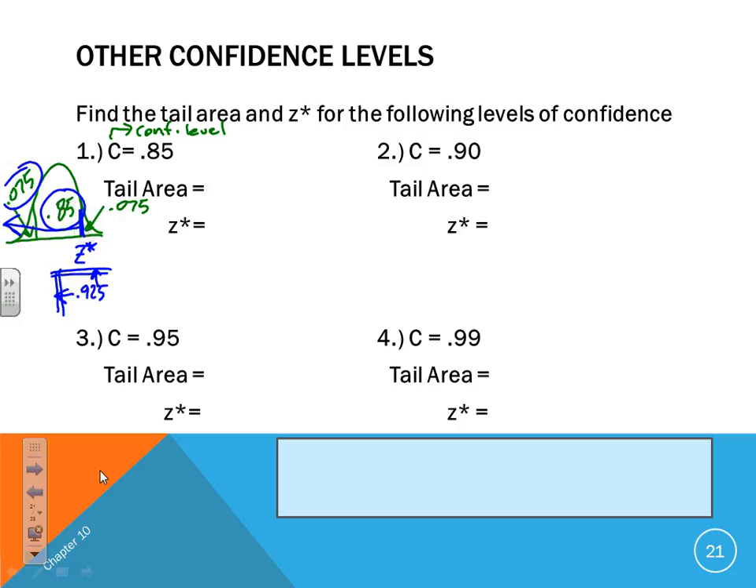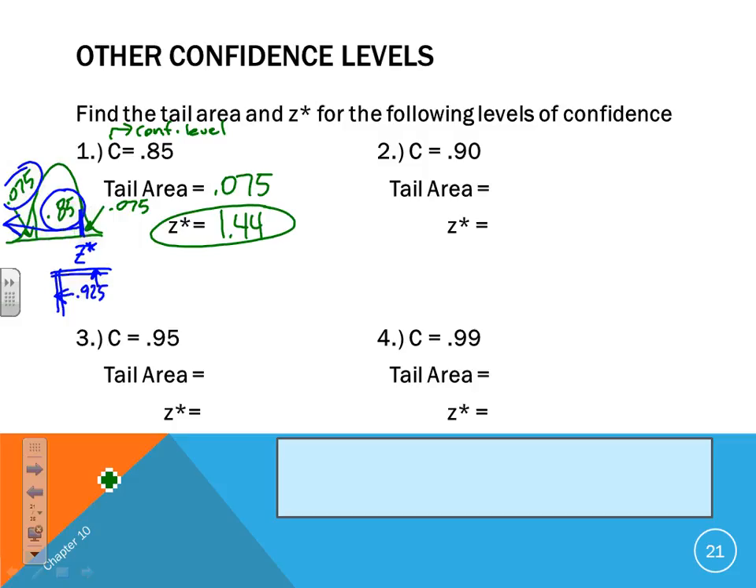And I have my table right here, so I'm looking for 0.925. Clearly, I'm going to be on the positive side. And 0.925, let's see where the closest one is. The closest one exists at 1.44. So the z star for that one would be 1.44. I didn't write this in here, but the tail area is 0.075. And at this point, you might want to take a pause on the video and try to find the other ones on your own. Okay, I'll go through them a little bit quicker here for you.